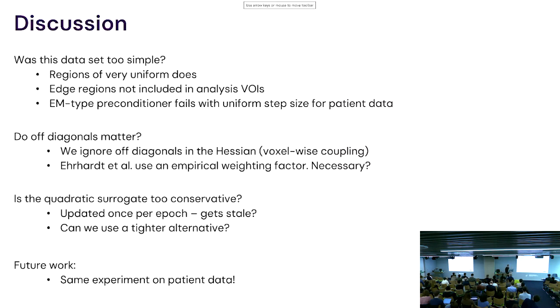And finally, it might be that the quadratic surrogate was just too conservative. It's updated once per epoch, which means it possibly gets stale. And it might be a good idea to use a tighter alternative, so a diagonal approximation of the actual Hessian of the directional total nuclear variation prior. So future work would be to look at a few of these different things. But firstly, do this exact same experiment on patient data, and a few slightly more complex phantoms that we have some data for.